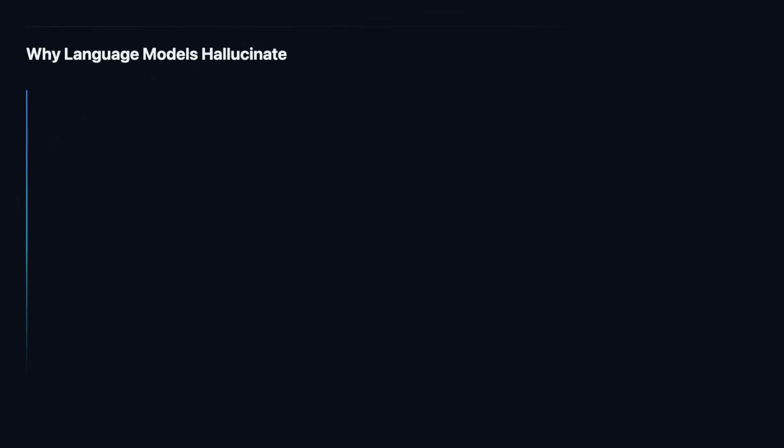5 properties of language models explain why hallucination is a structural challenge rather than a simple bug that can be patched away. The root cause of AI hallucination lies in how language models are trained and what they optimize for. A language model is trained to predict the next token in a sequence, to generate the most statistically plausible continuation of a given text based on patterns learned from its training corpus. This objective is not the same as generating the most factually accurate continuation.